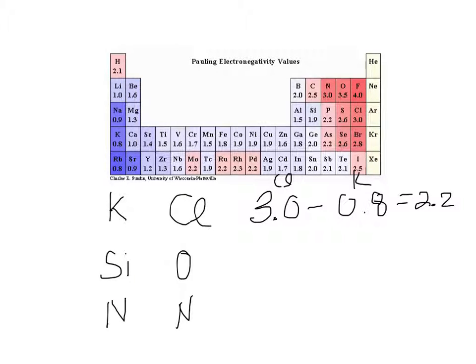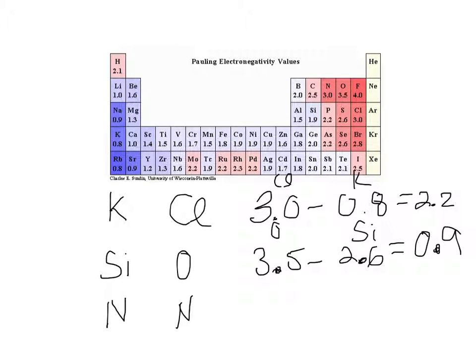And so the next one is silicon dioxide, SiO2. The silicon is 2.6, but the oxygen is 3.5. So the oxygen is 3.5 and the silicon is 2.6. And so that difference is going to be 0.9, and 0.9 is greater than 0.4 but less than 2, so that's going to be a polar covalent bond.